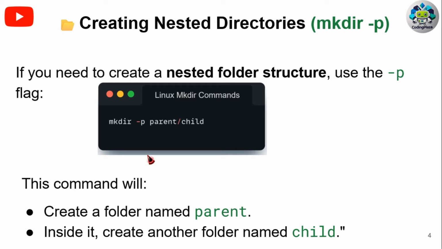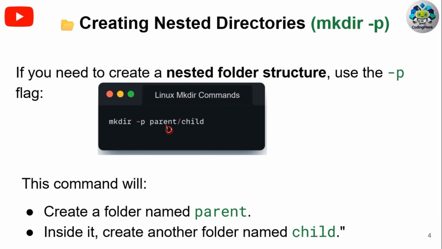Okay, so here the concept is creating nested directories, right? How do you create a directory structure instead of running mkdir and entering inside the directories every time? You can create them using a single command, mkdir -p. Okay, this is the basic command to create multiple directories, divided by slashes. So if you need to create a nested folder structure, use the -p flag. That's it.